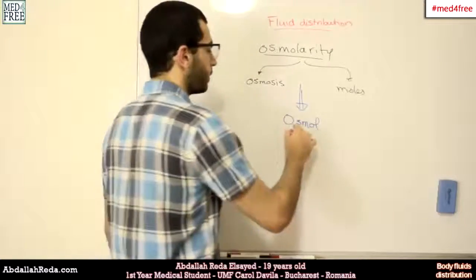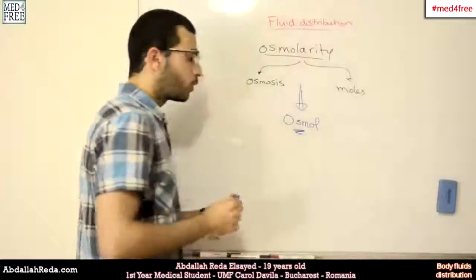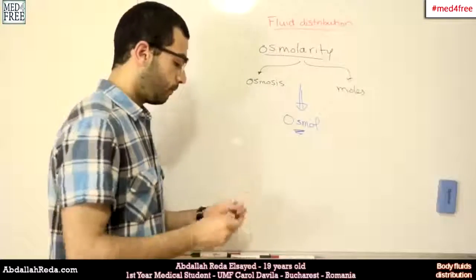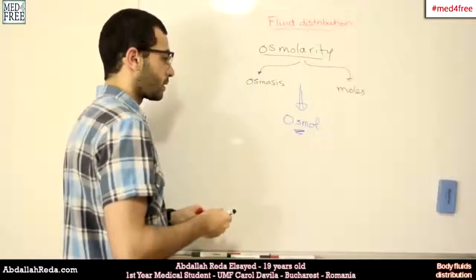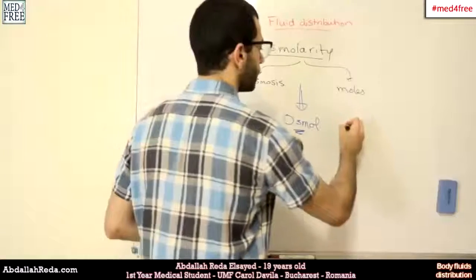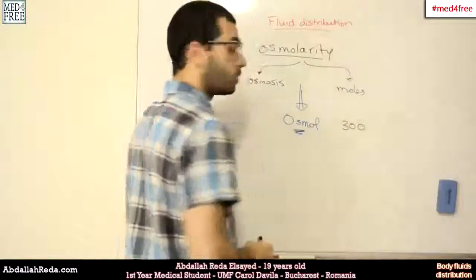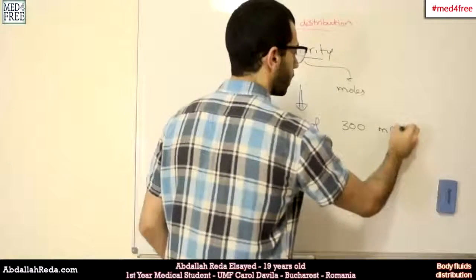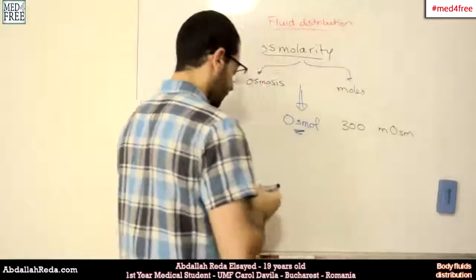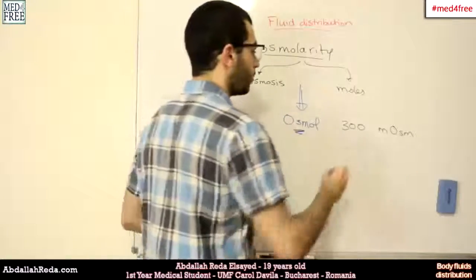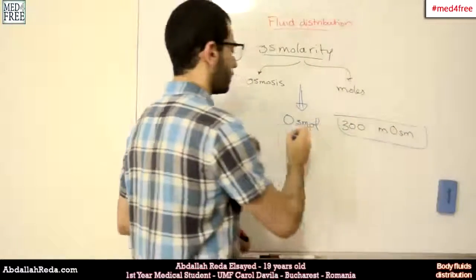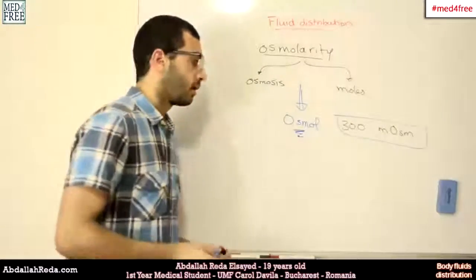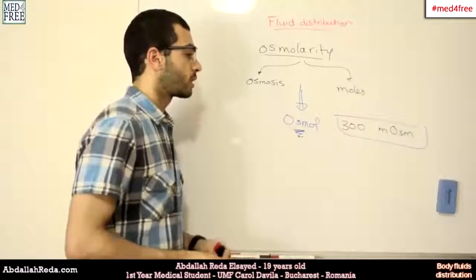And the normal osmolarity of the fluids in the human body is about 300 osmoles, milliosmoles to be more clear or more specific. 300 milliosmoles, not osmoles, that's too much. 300 milliosmoles is the normal osmolarity of the human body fluids.